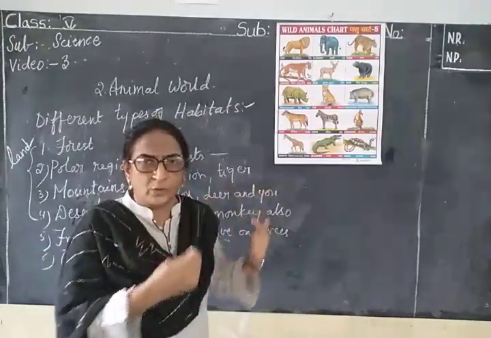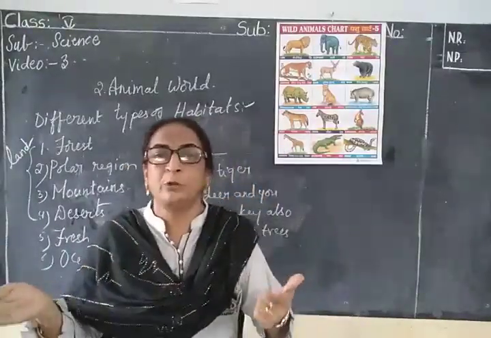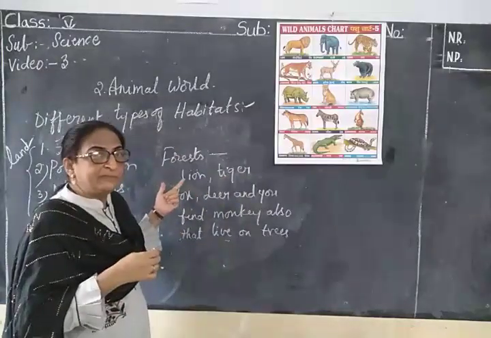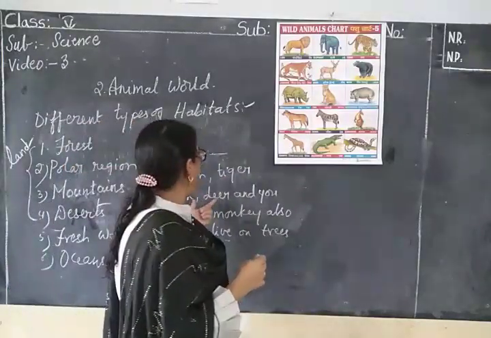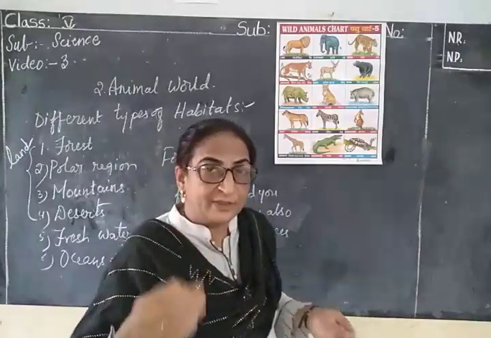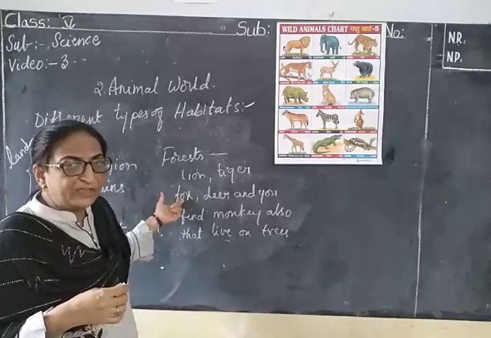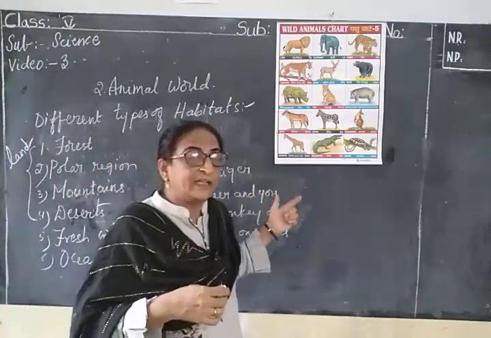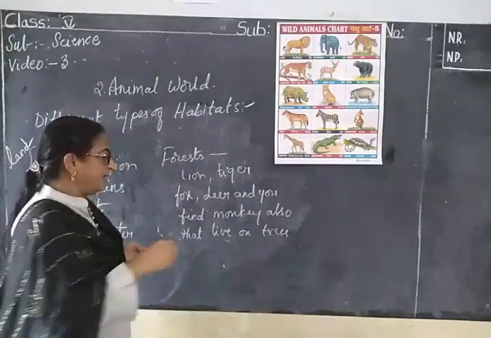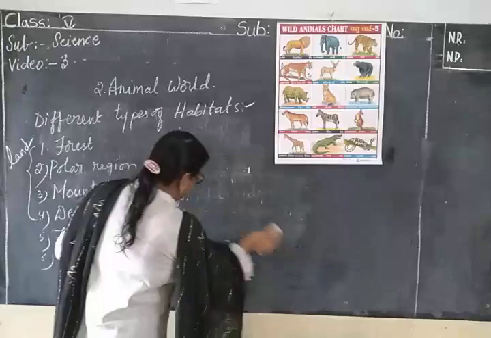You and me are not going and planting any trees there. They are growing by their own. So they have grown naturally. That is why it is a forest. And you find animals like lion, tigers, fox, deer and monkeys that live on trees, and birds also live on trees. In that way, you find many creatures living in the forest, and moreover, forest provide shelter to many animals, isn't it?